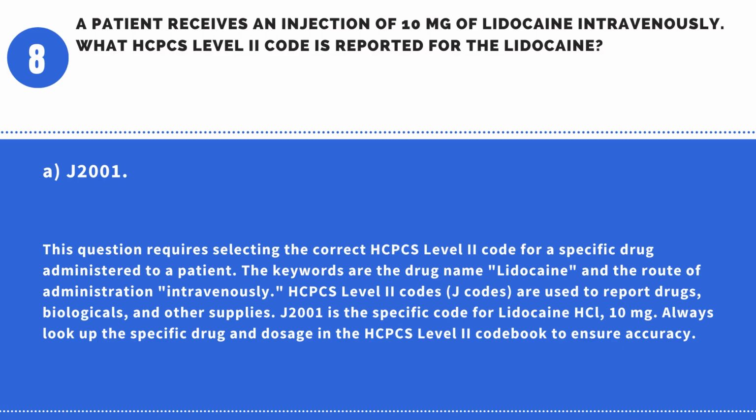Answer: A. J2001. This question requires selecting the correct HCPCS Level II code for a specific drug administered to a patient. The keywords are the drug name lidocaine and the route of administration intravenously. HCPCS Level II codes, J codes, are used to report drugs, biologicals, and other supplies. J2001 is the specific code for lidocaine HCl, 10 mg. Always look up the specific drug and dosage in the HCPCS Level II codebook to ensure accuracy.